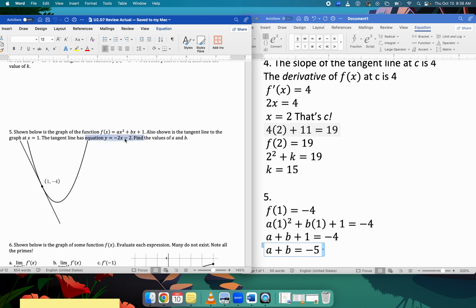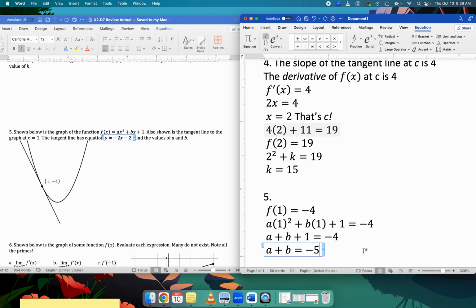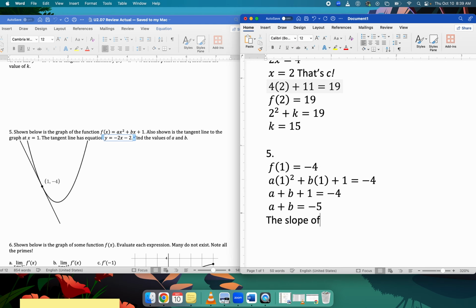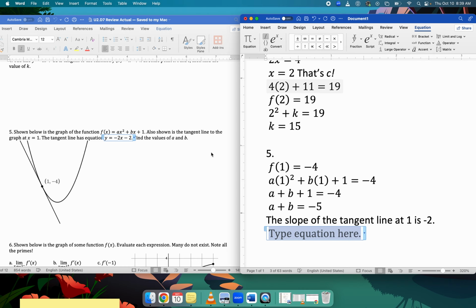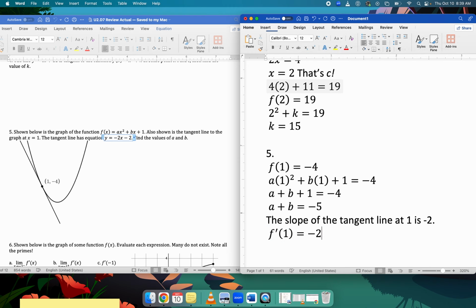This line, very much like in number 4, that equation is in slope-intercept form, like y equals mx plus b form. So I can tell that the slope of this line is -2. And which line is this? It's the tangent line at 1. So the slope of the tangent line at 1 is -2. But that just means that the derivative of the quadratic function at 1 is -2. So f prime of 1 is -2.